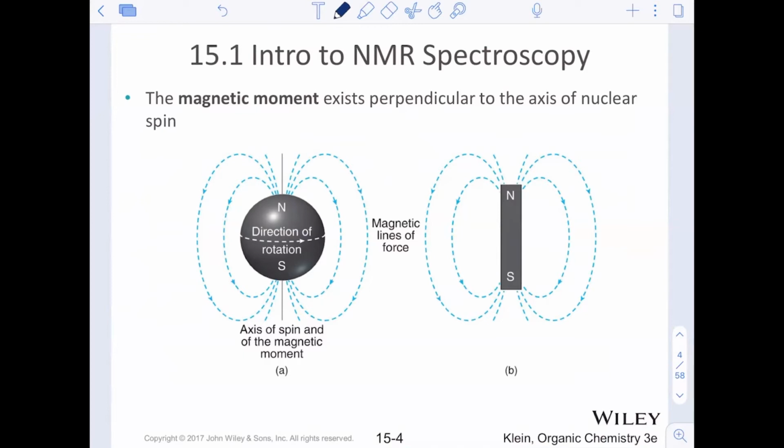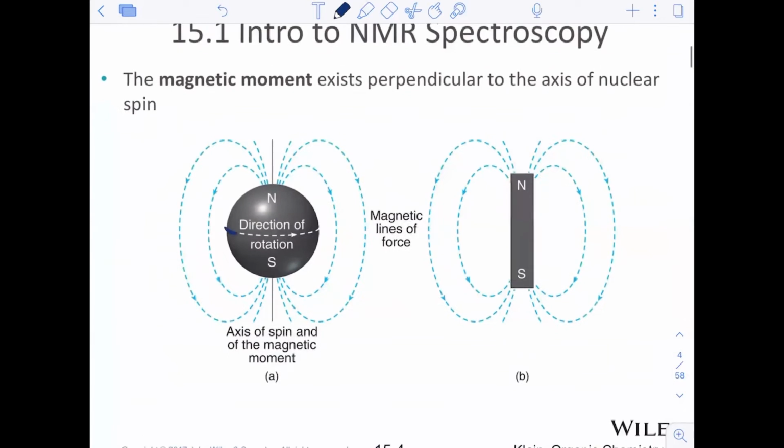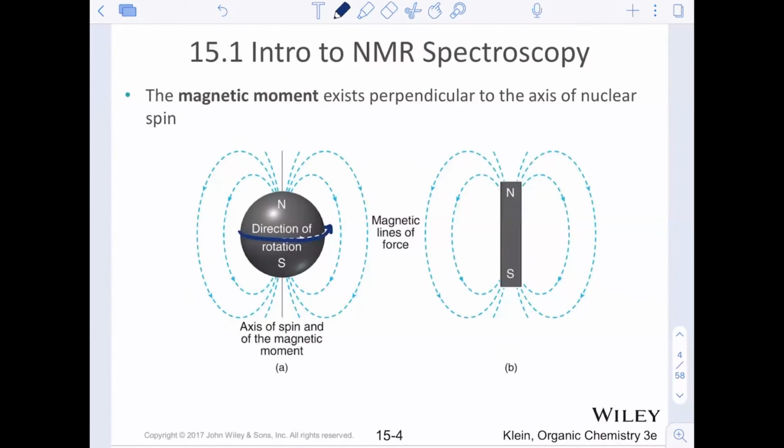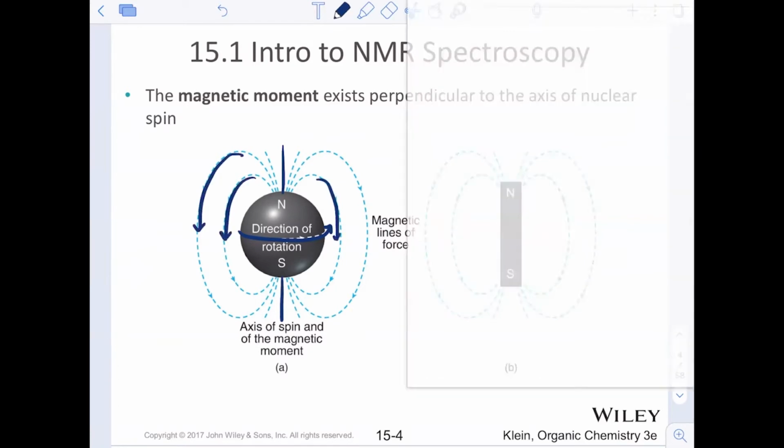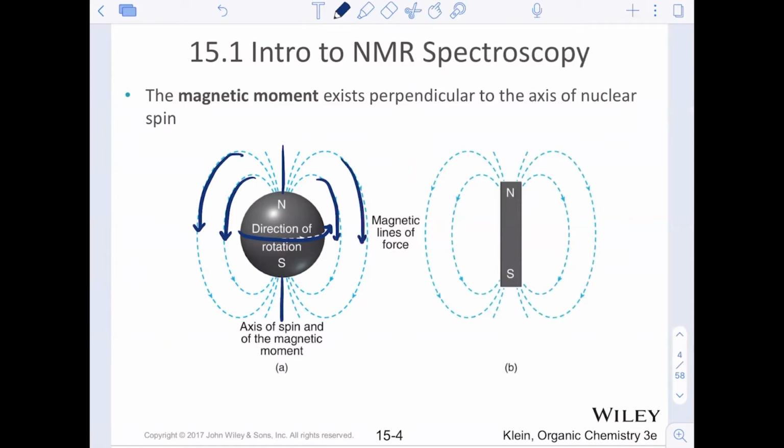For an atom, if we think about the direction of motion here, direction of rotation, the axis of the spin and of the magnetic moment is right here in the middle. Right? There you go. And those magnetic forces are spinning around in flux around that nuclei.